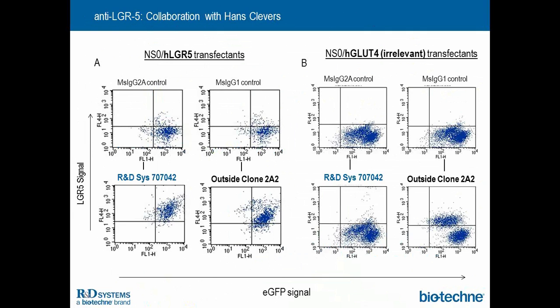In addition, we ran the irrelevant transfectant. In this case, we used a GLUT4 expressing cell line. Again, same cell line background. We used NSO in this case. And while our clone did not recognize the NSO GLUT4 irrelevant transfectant at all, as expected, the outside clone, surprisingly enough, actually gave us a pretty high signal. So we had some cross-reactivity that we were aware of with the outside antibody. So we couldn't use that anymore as a control going forward. So we abandoned that approach.